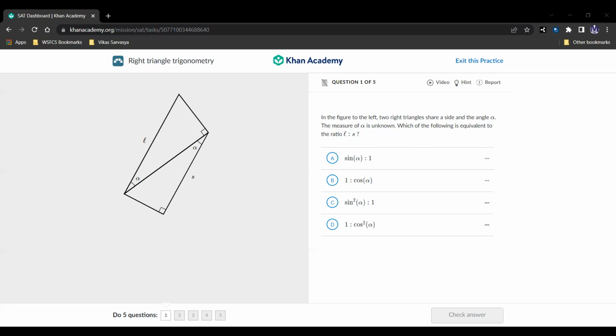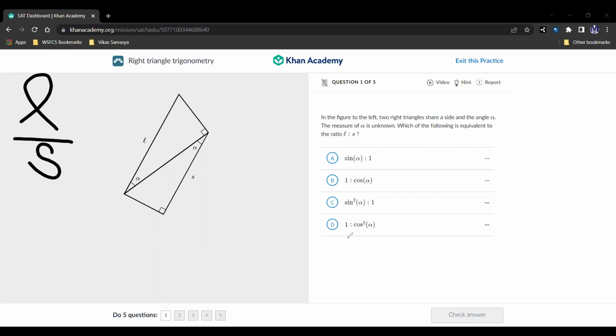With that, let's get on to our first question. Here it is. In the figure to the left, two right triangles share a side and the angle A. The measure of A is unknown, but we're asked for the ratio of L to S. Well, the ratio of L to S is simply L over S. So we just want to find L in terms of this, and then give it. Let's see how we're going to do that.